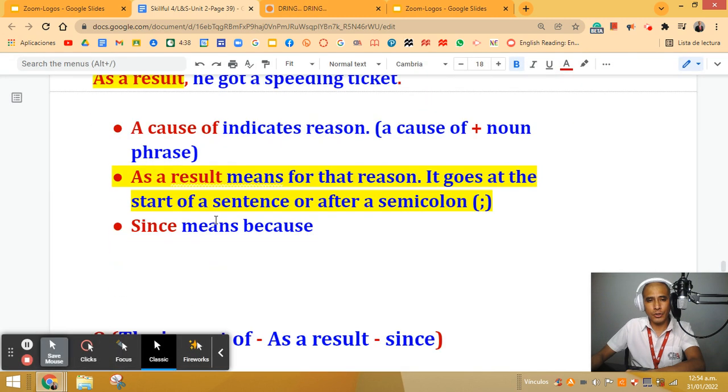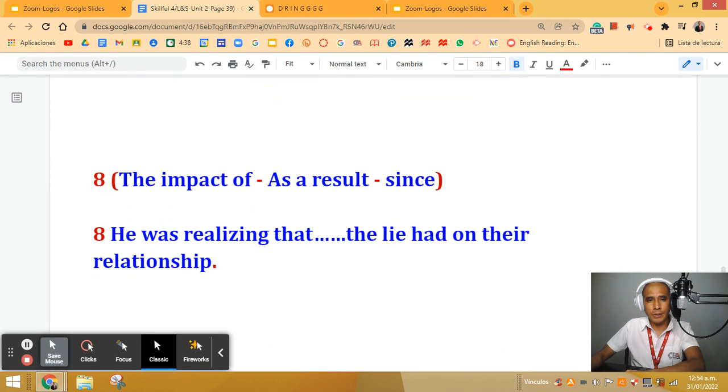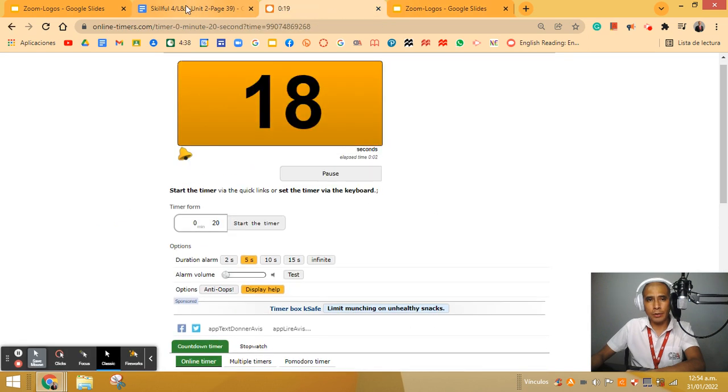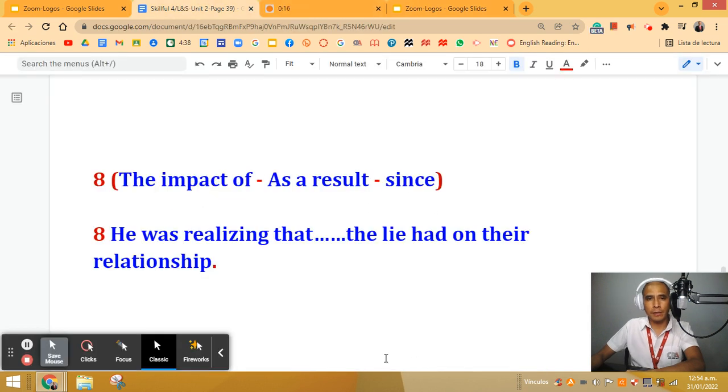Okay, now we are going to move on to number 8. The same procedure, read it very carefully and choose the appropriate option. You have 20 seconds.